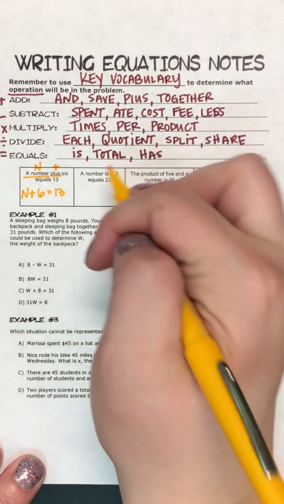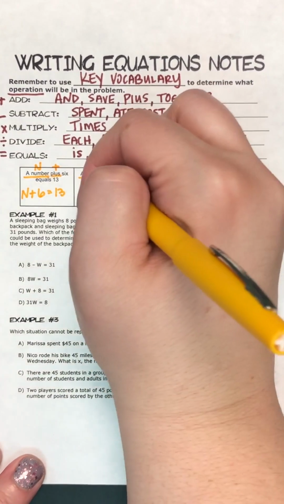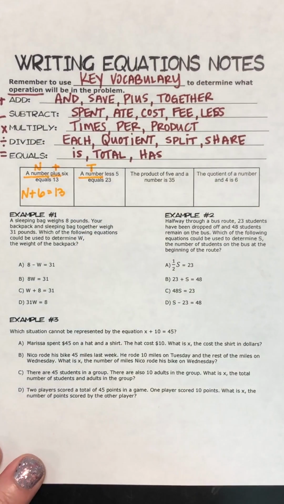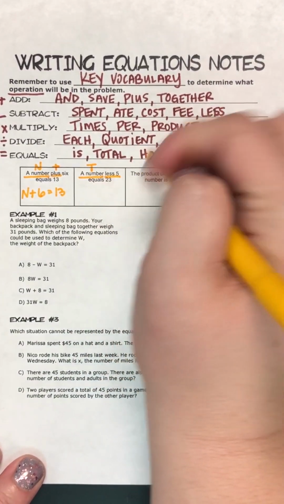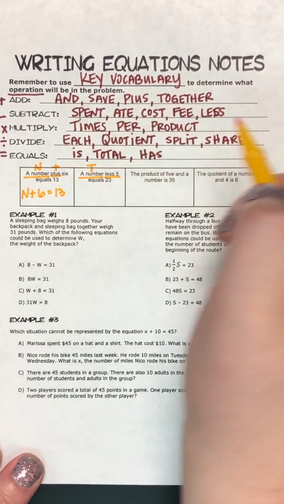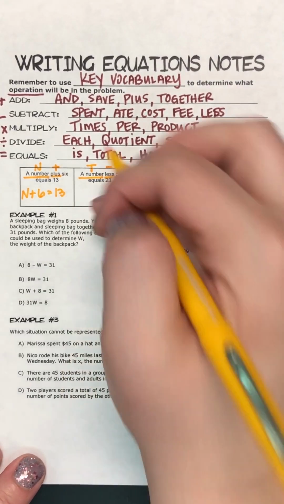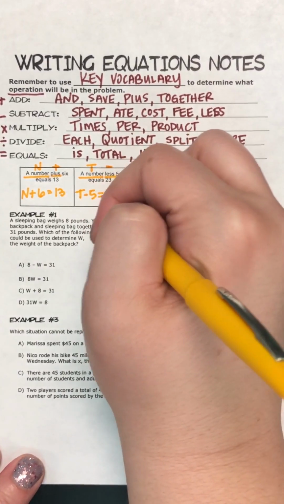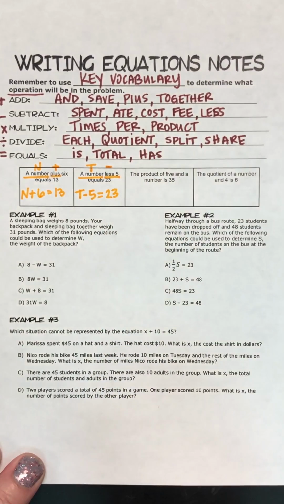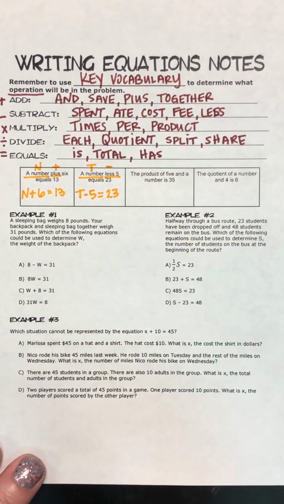Our next one says a number. This time, instead of using an N for number, I'll use T for Turner. Again, you can use any letter you want. So a number T less 5. Remember we talked about less is going to be a subtract word. So T minus 5 equals 23. We've taken the words and turned it into an equation.